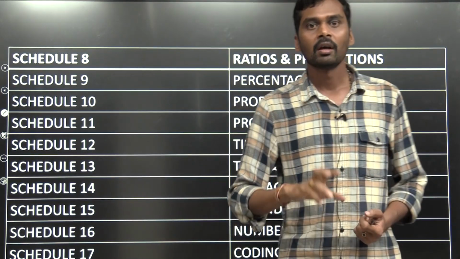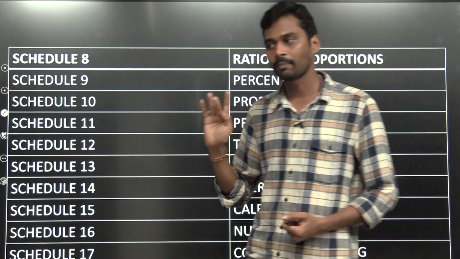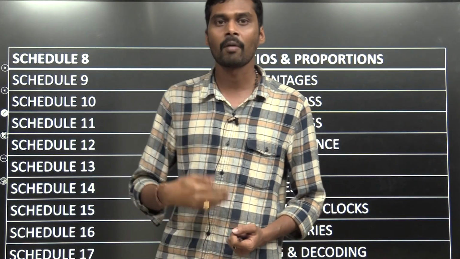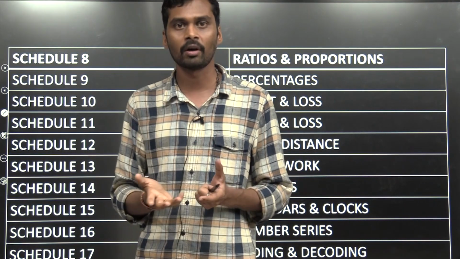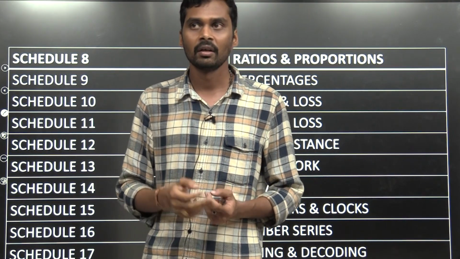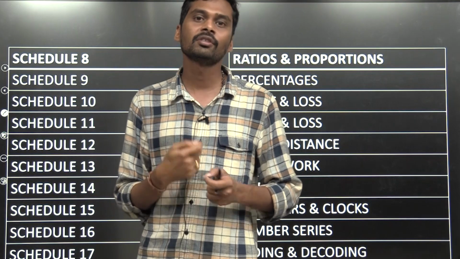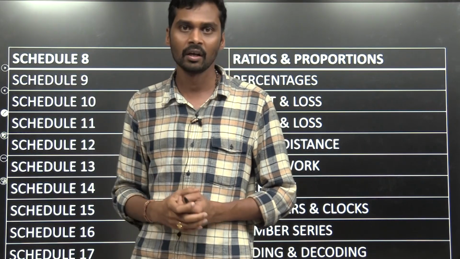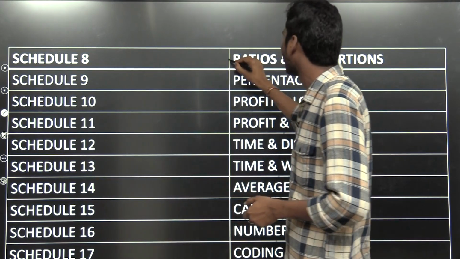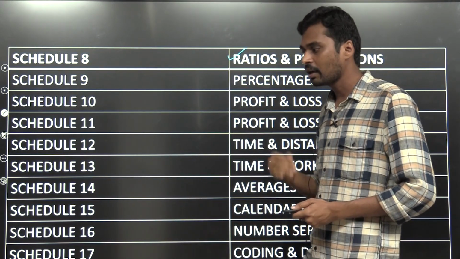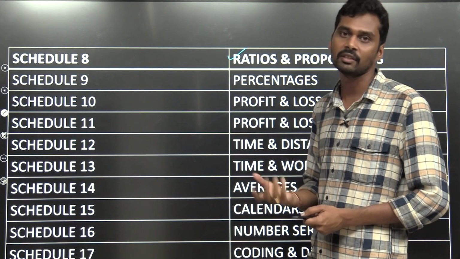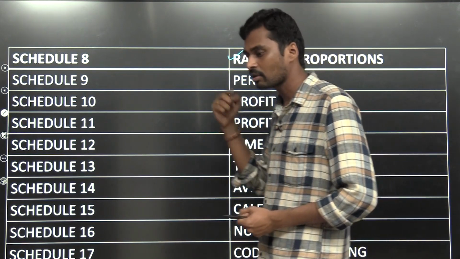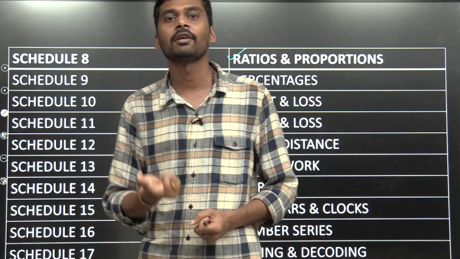Because if you do the percentages topic, or profit and loss, simple interest, compound interest, any topic in arithmetic, it has a relation with ratios and proportions. From ratios and proportions only we will have the remaining topics. If you know this topic very well, then we can solve the remaining topics easily. And ratios and proportions is also important in data interpretation questions.